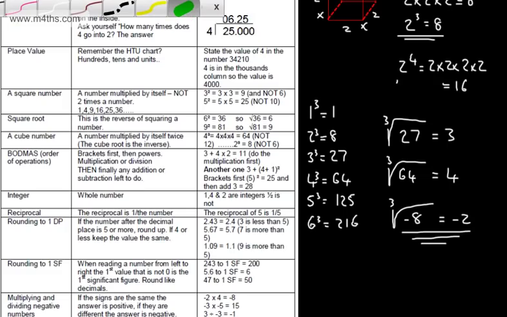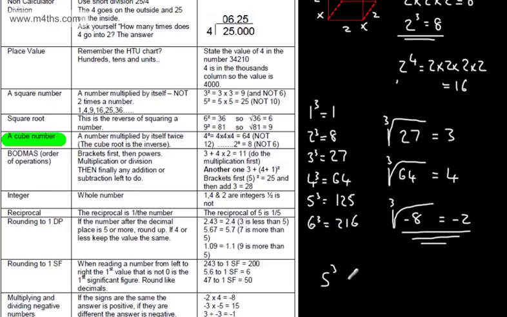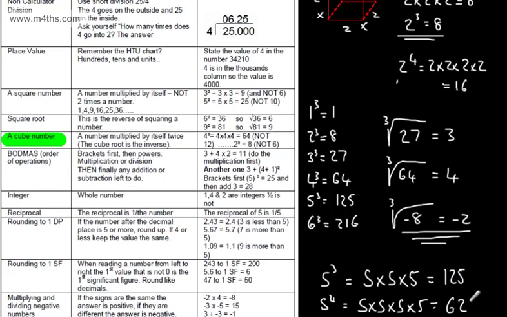That brings us on to indices or powers, which we will look at later in the algebra section. But for now, I just want to focus on a couple of basics with powers. Let's say we've got 5 to the power of 3. This is telling me to multiply the number 5, and I need 3 of them. So this is going to give us 125. 5 to the power of 4 is telling me I'm going to multiply the number 5, and I need 4 of them. And this is just multiplying this by 5, which is 625.